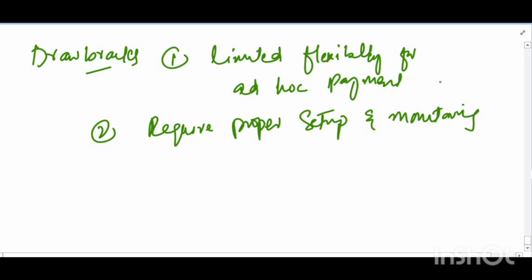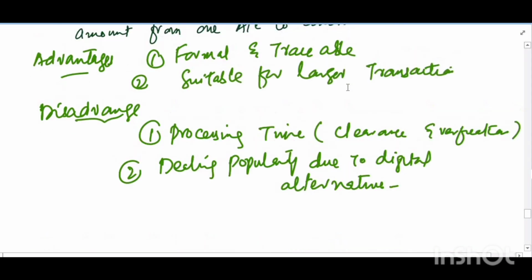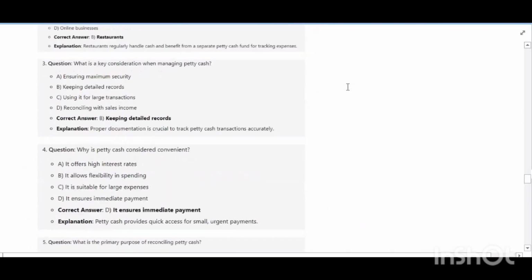For example, setting up a standing order to pay employee salary, so that will be your automated payment. Clear? And this will need a proper setup and monitoring. If there's no proper setup and monitoring, then there is a chance that you pay more money to one employee and less money to another employee. Clear? Okay, let's move on.